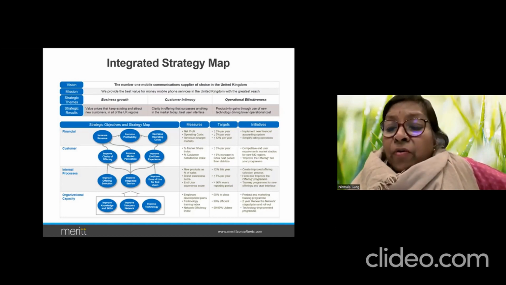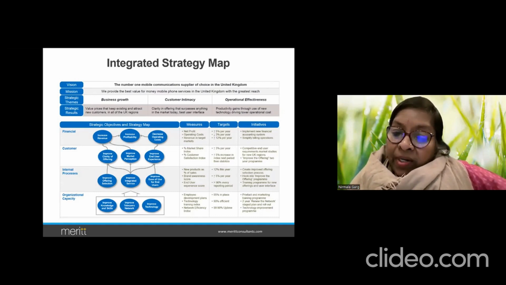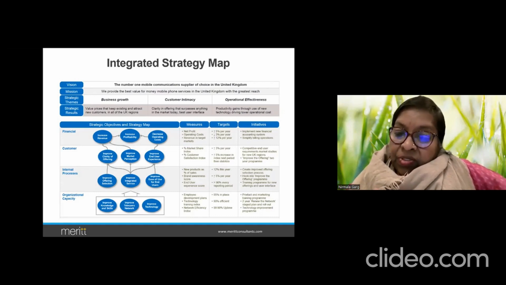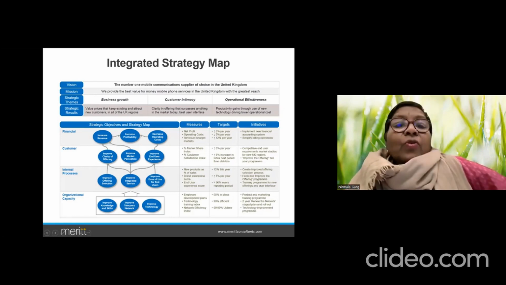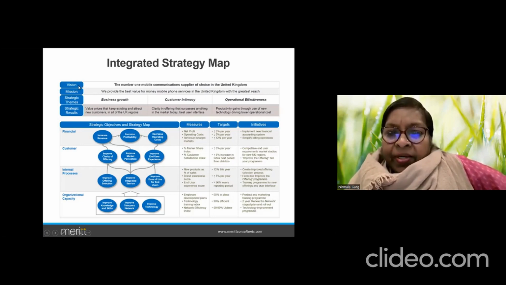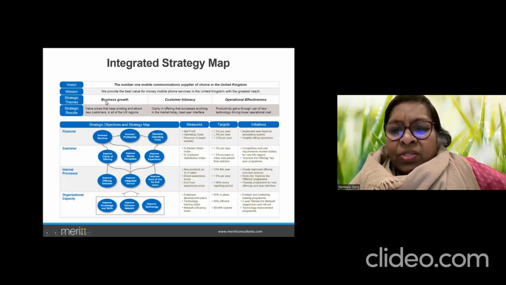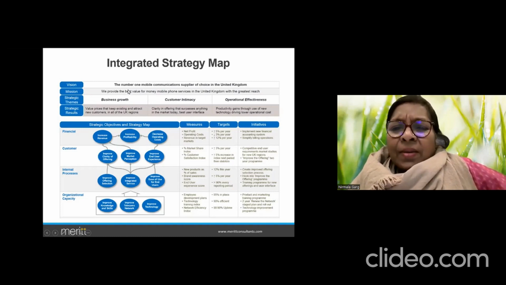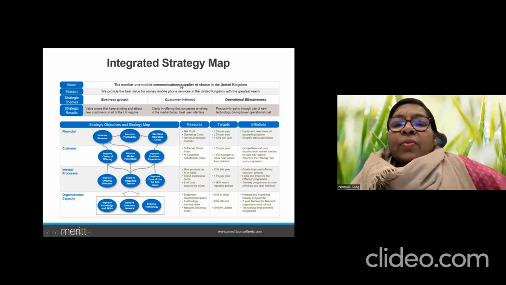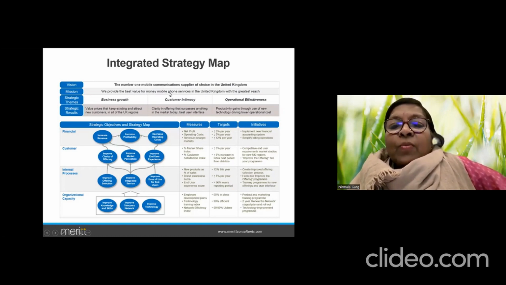Now, if you are a group of 3 or 4, you can take one organization, anyone, because you'll be familiar with that organization. So you have to write down, if you remember, the vision and the mission, following this template. Typically, the business wants growth. For example, this organization is a mobile company, so it wants to be the number one mobile communication supplier of choice. Then the mission is to provide the best value for money mobile phone services.